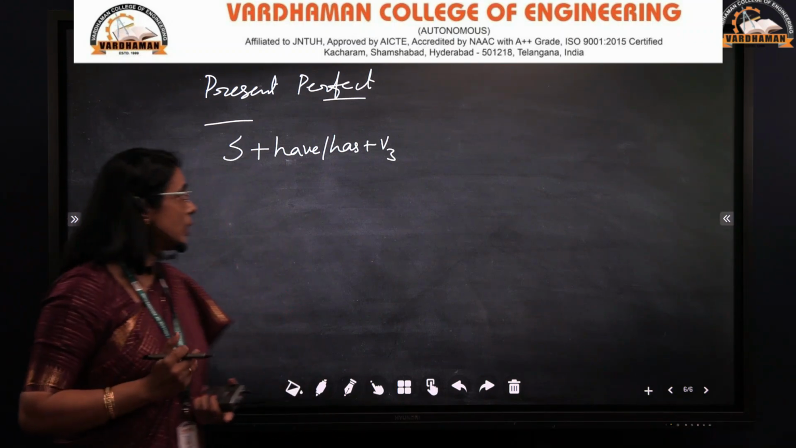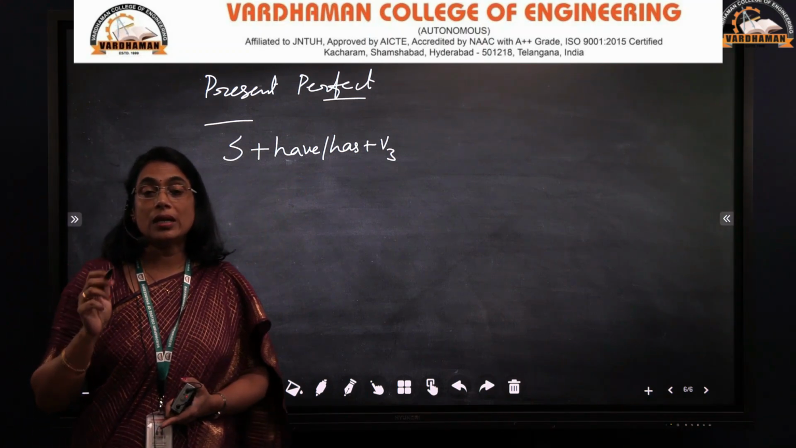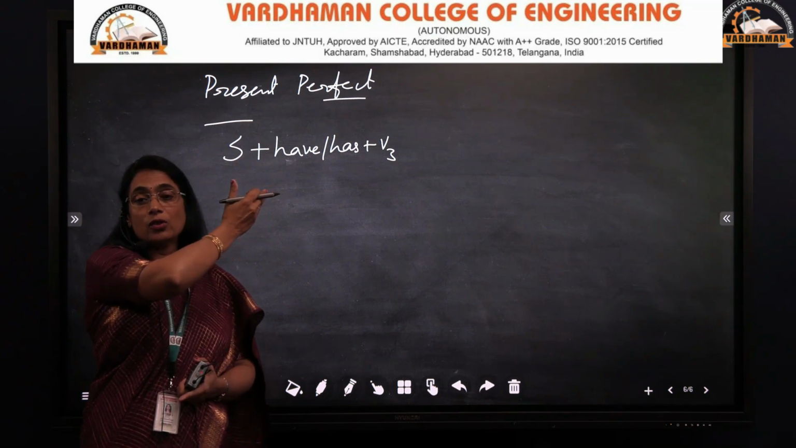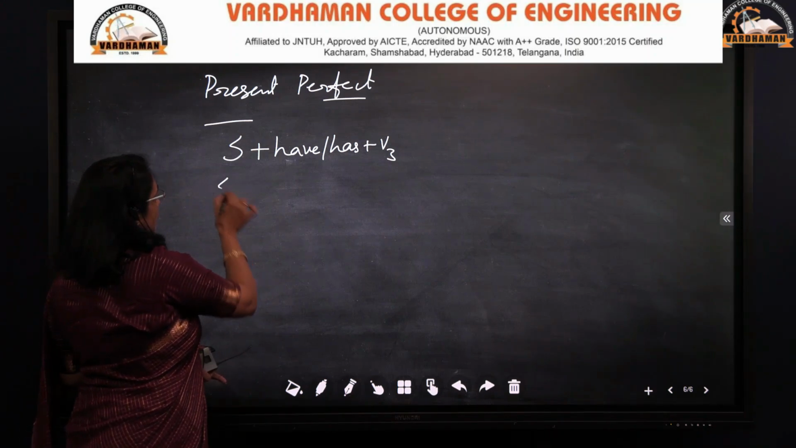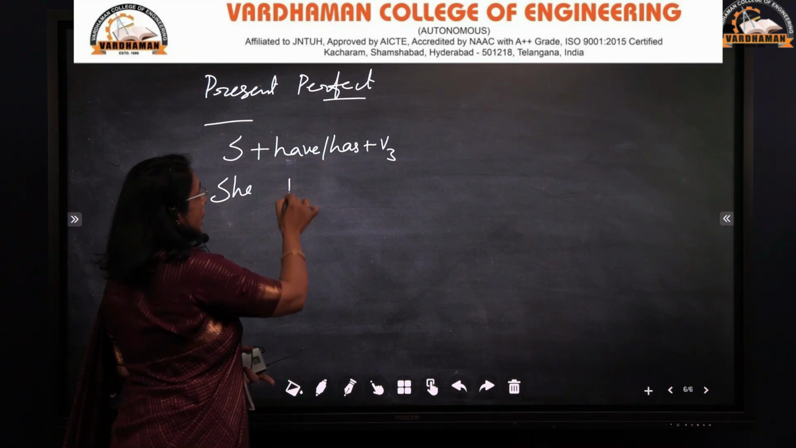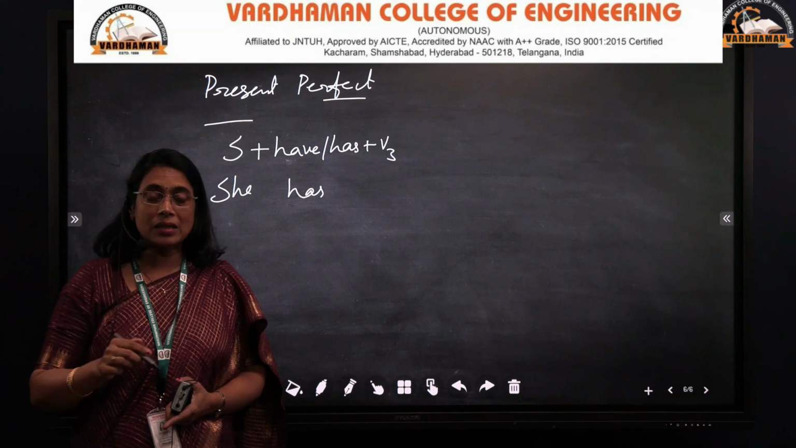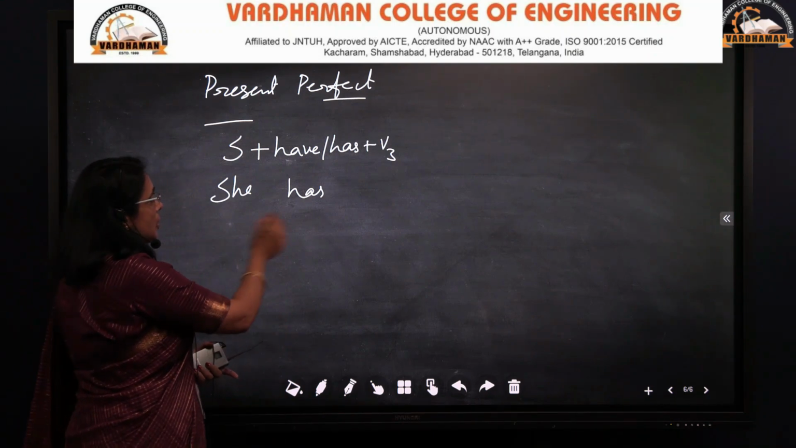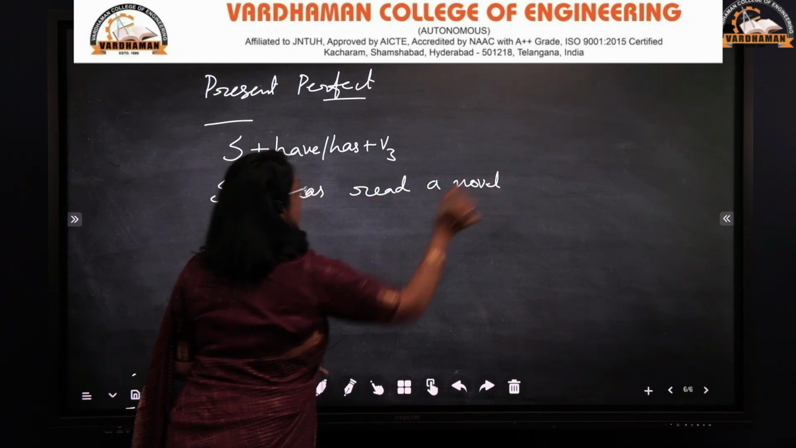Okay, let us discuss the first one here. So have, as I told you, like in the simple present tense I told you that with third person singulars we have to use does. In the same manner, with third person singulars we have to use has. Rest of the subjects we have to use have. So let's take the third person singular. Since it is third person singular, we have to use the helping verb has, and V3 is nothing but the past participle of the verb. If you take, past tense is took, past participle is taken. So we can say here, she has read a novel. She has read a novel.